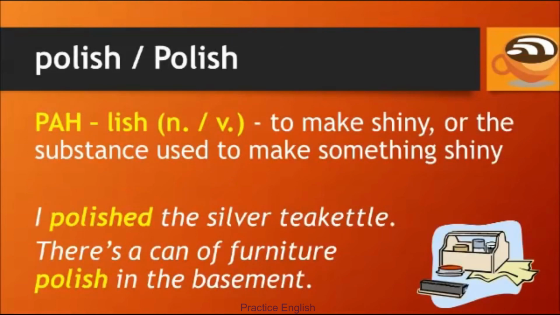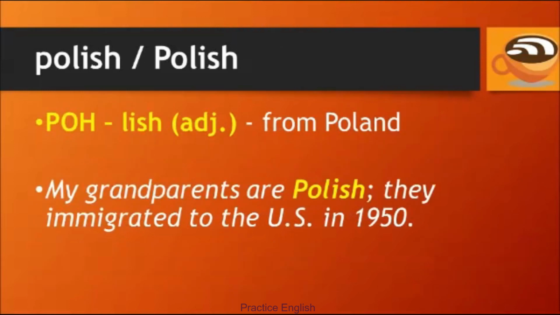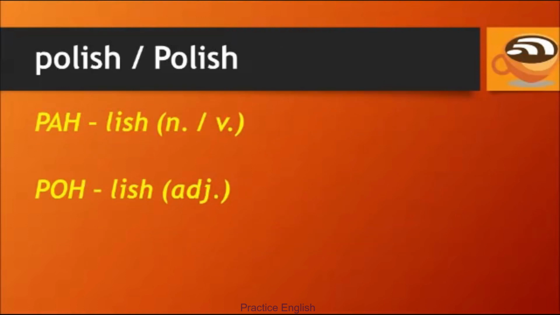Next, we have polish and polish. Polish means to make shiny, or the substance used to make something shiny. For example, I polished the silver tea kettle. There's a can of furniture polish in the basement. Polish with a capital P is an adjective describing someone or something from Poland. Polish is also a noun referring to the language spoken there. For example, my grandparents are Polish. They immigrated to the U.S. in 1950. Polish, Polish.